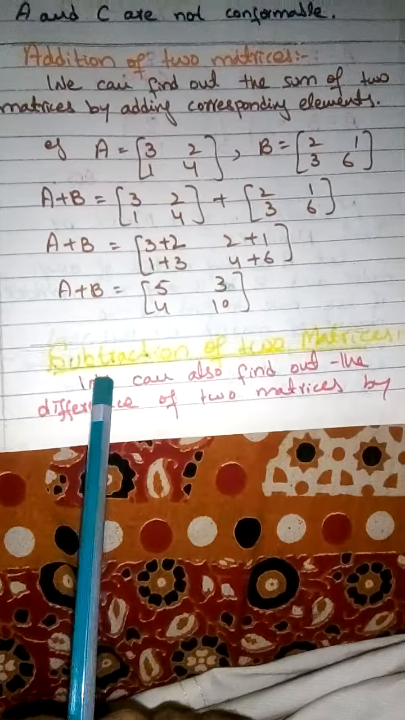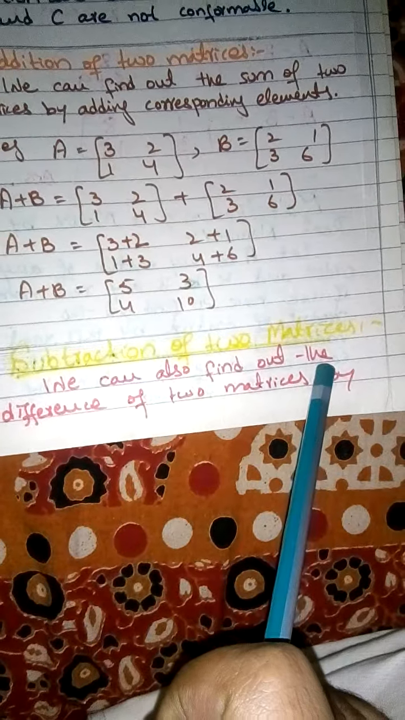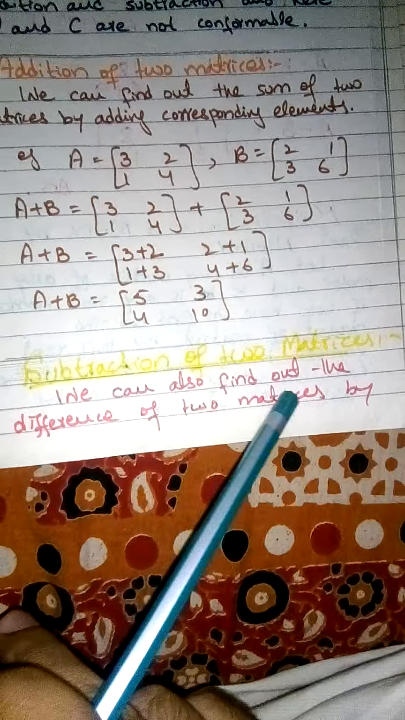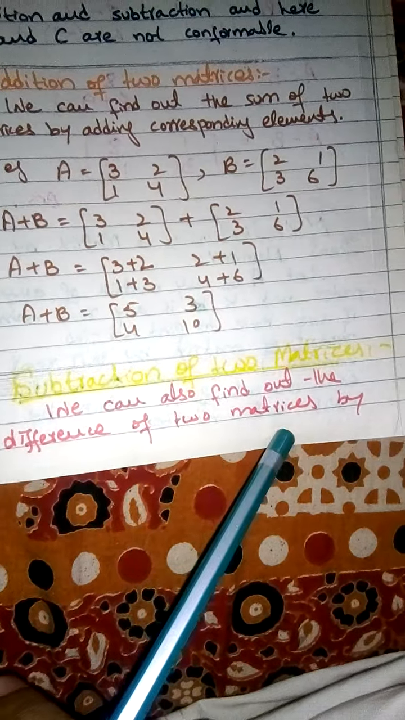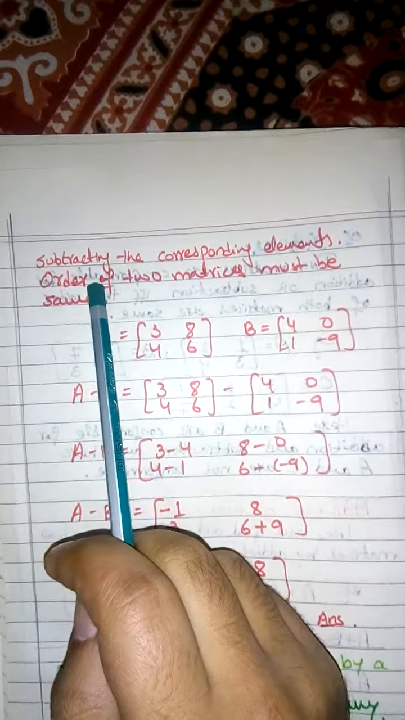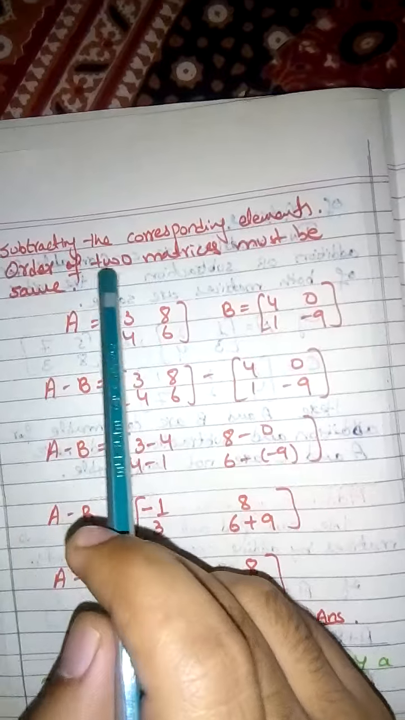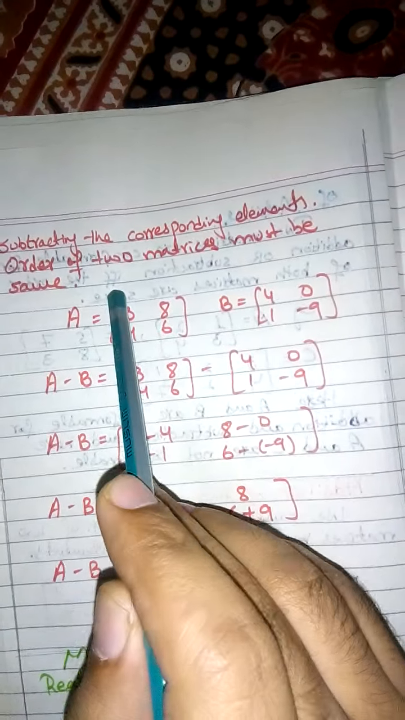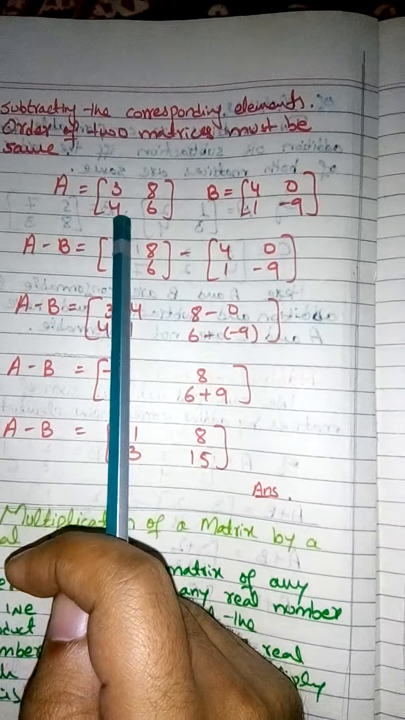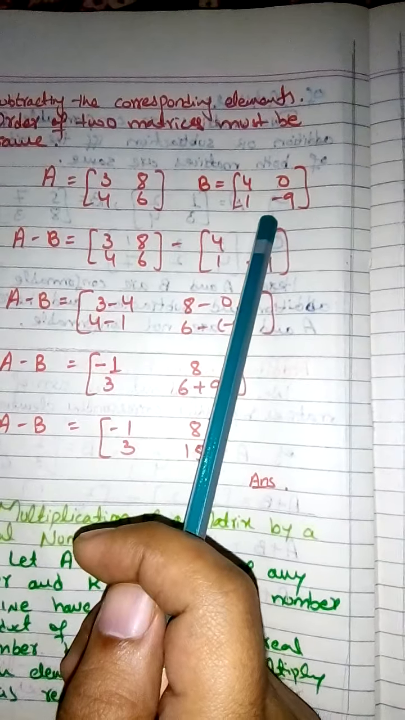The next topic is subtraction of two matrices. This is also the same as this. We can also find the difference of two matrices by subtracting the corresponding elements, and the order of the two matrices must be the same in addition and also in subtraction. The order of the two matrices will be the same. If you look at the example, we have matrix A and here we have matrix B.